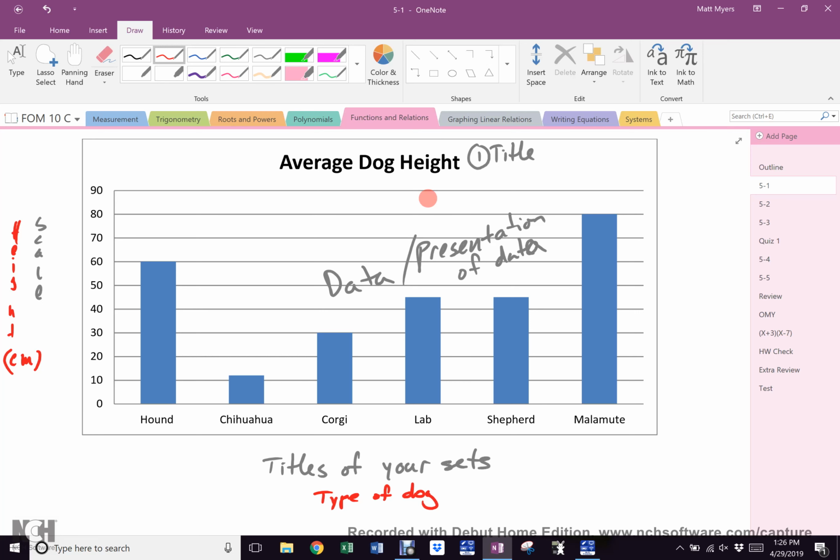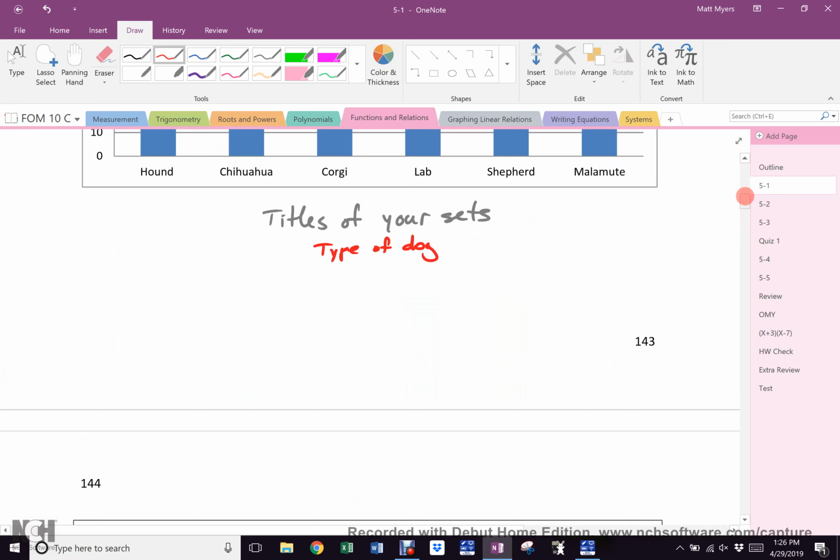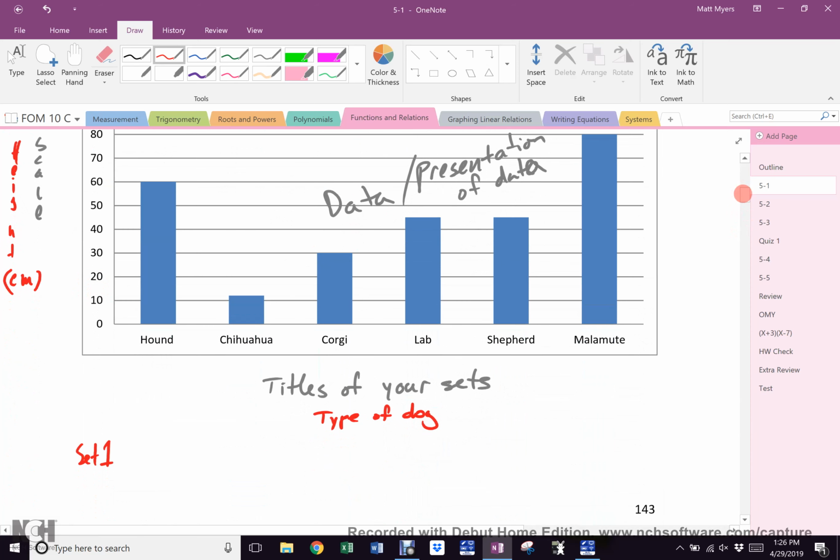All right, so here we go. Let's learn some math here. Set 1. What is one of the sets that we are to count? What is one of the things that is being counted here? Dogs. Set 1 is dogs. What are the elements of that set? Hound, Chihuahua, which pains me to write, Corgi, Lab, Shepherd, and Malamute. Those are, the set is dogs, the elements are the actual dogs.